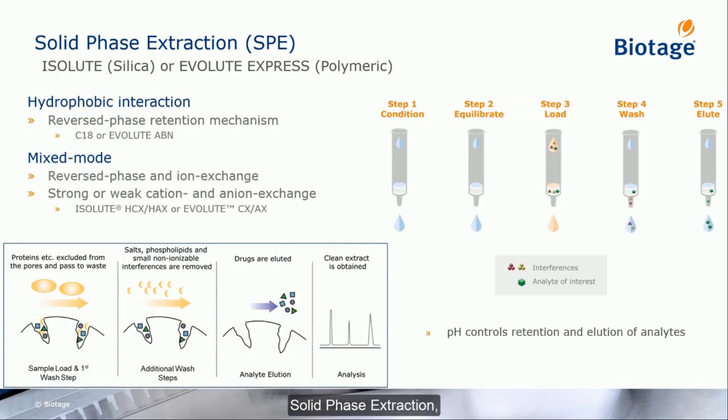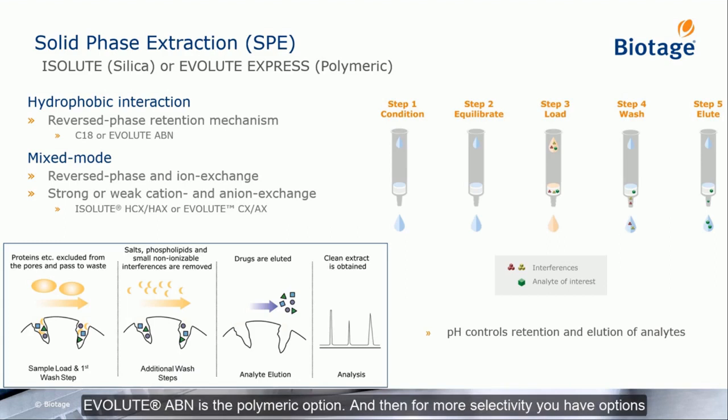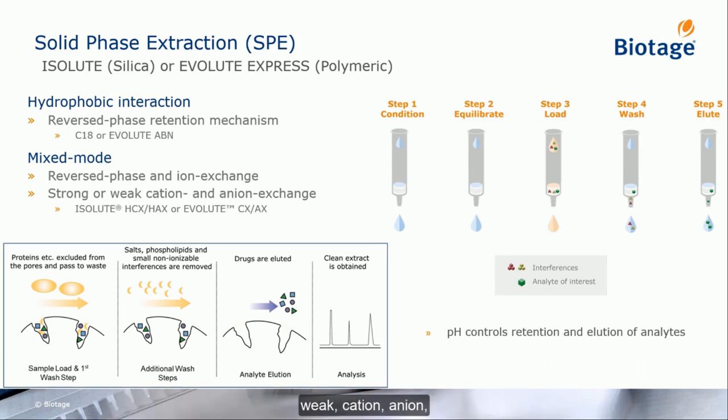Solid phase extraction, as I mentioned, you have various options. Use silica or polymeric, everything from polar to non-polar. If you're looking at hydrophobic interaction, reverse phase retention mechanisms, anything C18, C8, EVOLUTE ABN is the polymeric option. And then for more selectivity, you have options in terms of mixed mode SPE. Again, they will take into account the same reverse phase mechanism, but add an ion exchange group. And that could be strong, weak, cation, anion, silica or polymeric. So plenty of options there.